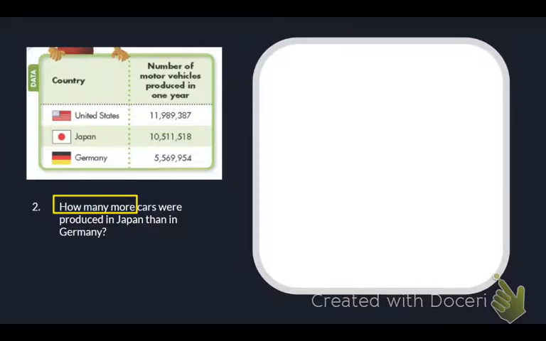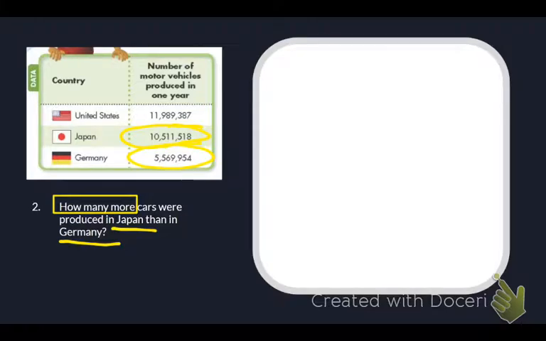Okay, now we need different pieces of information from the chart. There's words in the problem that tell us which pieces of information we need. Okay? Zara, which pieces of information do we need from the chart? Which countries do we need? United States and Germany. Japan. Japan and Germany, right. So we're going to make sure that we're looking at Japan and Germany.